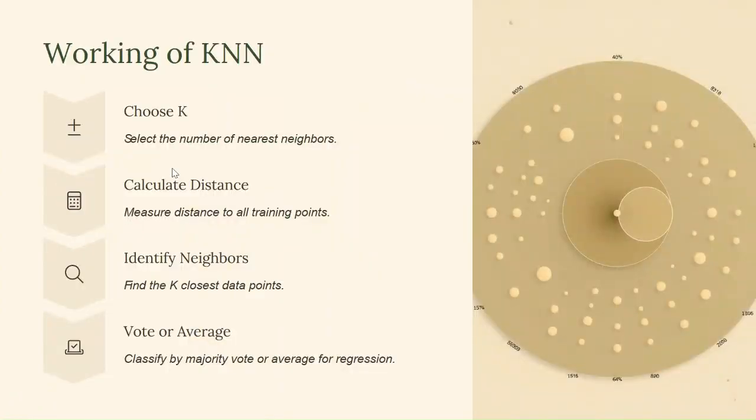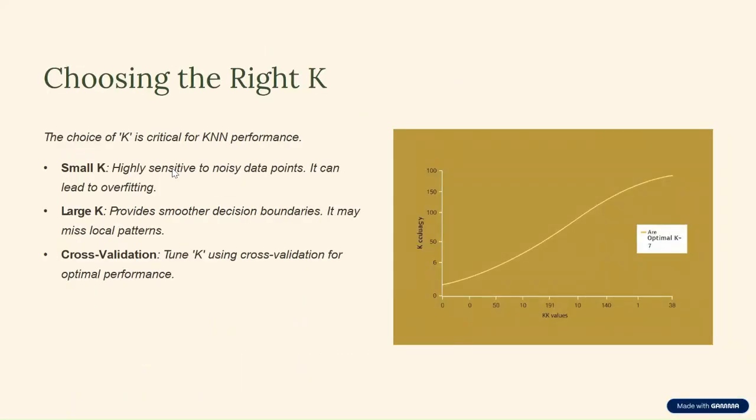Working of KNN. Here is how KNN works in 4 simple steps. First is choose the K. Select the number of neighbors we want to consider. Then we calculate the distance between the new data point and every other data point in the training data. Then we identify the neighbors, find the K nearest data points. Finally, we take the majority vote for classification or average the values for regression.